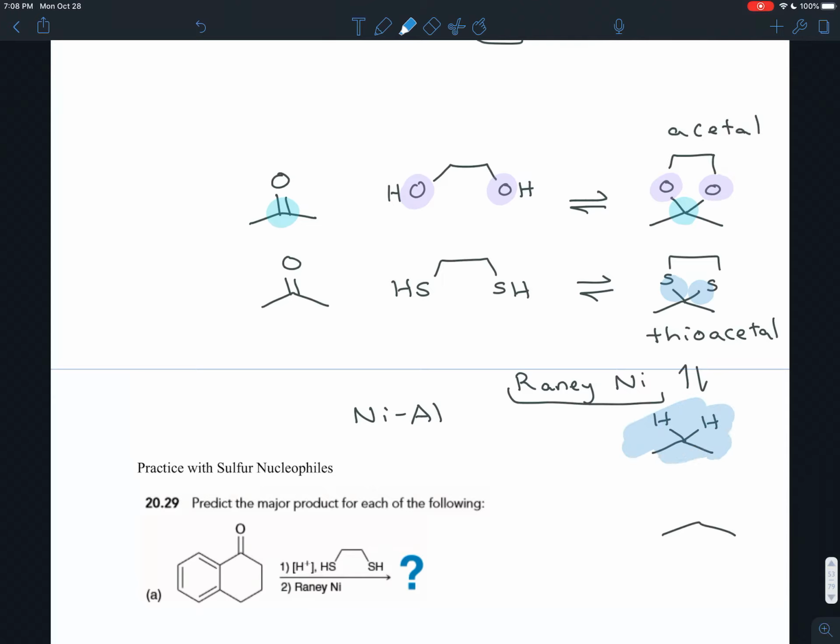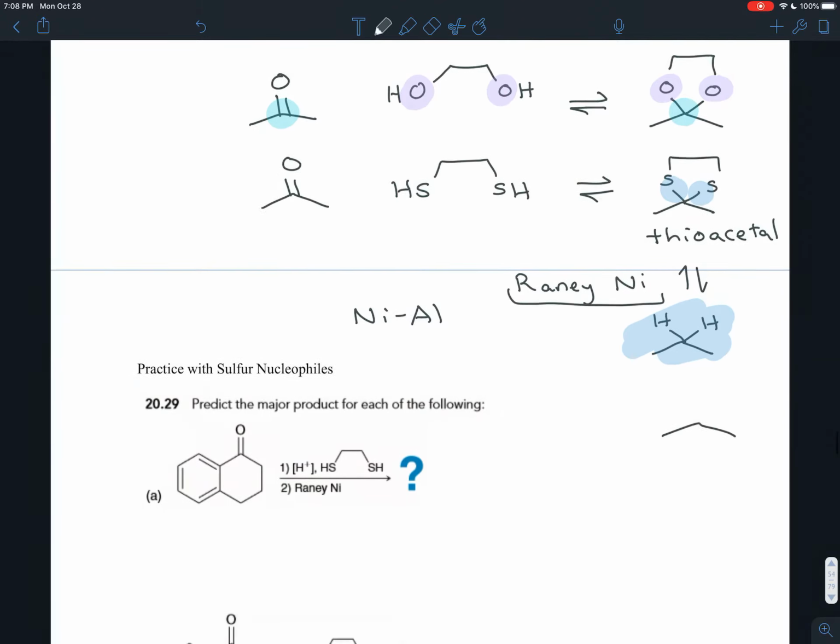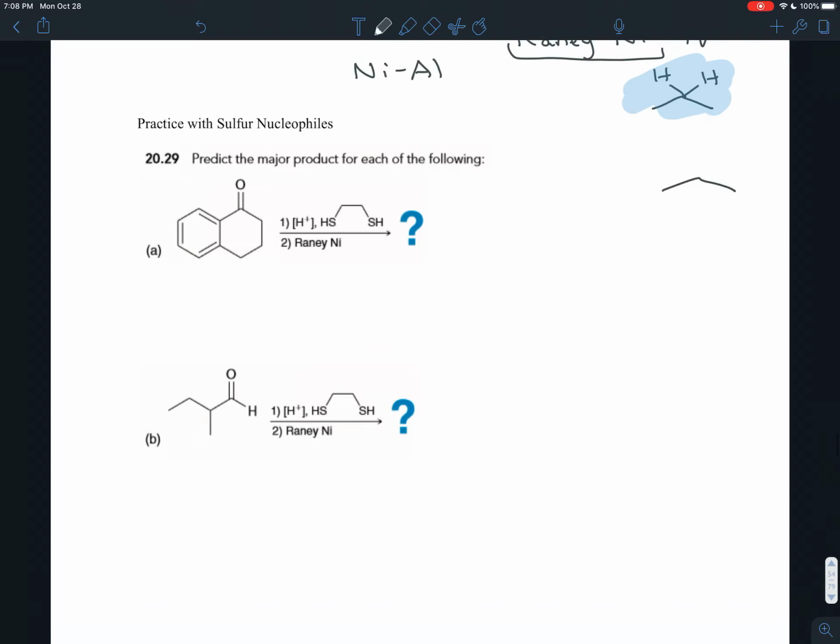But the result of using Raney nickel is desulfurization. You replace the bonds to sulfur with bonds to hydrogen. So those two reactions, thioacetal formation and reduction of a thiol, desulfurization using Raney nickel, that's what exercise 2029 is asking you about. And they're not asking you to draw the mechanism, they just want you to draw the product. So just for practice, let's draw the product of each step.